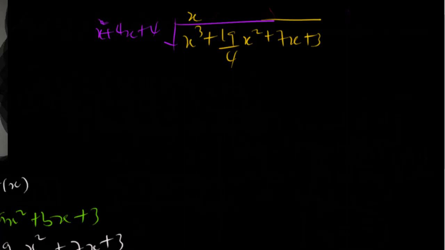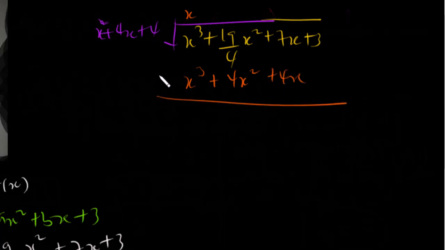Let me use another ink here. So x squared goes into x cubed, you have x, and x times x squared, you have x cubed. Plus we have x times 4x, you have 4x squared, then you have x times 4, you have 4x. So what you do is that you subtract here. So here will give me 0, and 19 over 4 x squared minus 4 x squared, what is this going to give me?